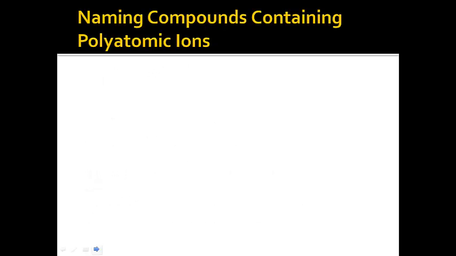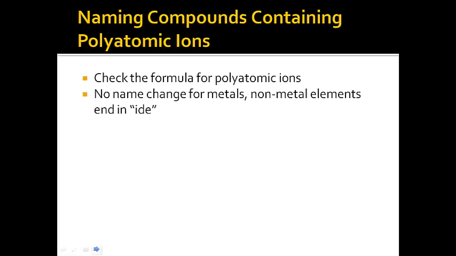Now, naming compounds is actually a little less complicated. The steps are to check the formula for polyatomic ions. Again, if I have more than 2 capital letters, that essentially tells me I have a polyatomic ion in there. When naming, there's no name change for metals, and nonmetal elements end in IDE. And there's no name change for polyatomic ions. In other words, if there's a polyatomic ion in the compound, I just name it as it is on your chart. Let's look at some examples.